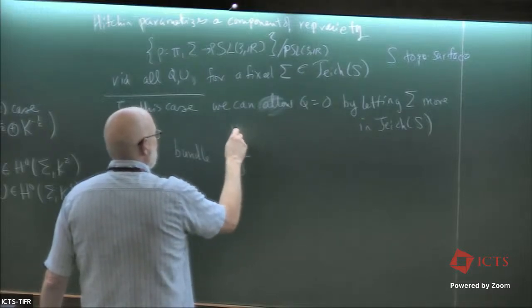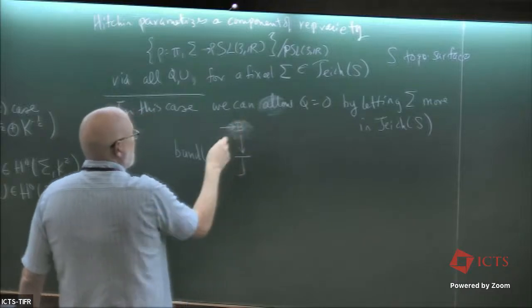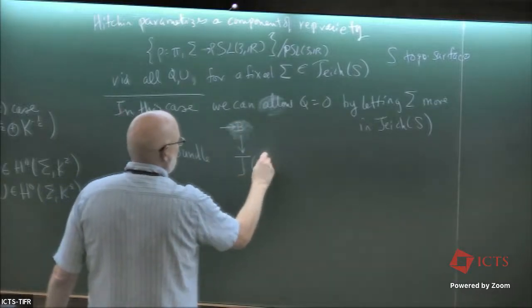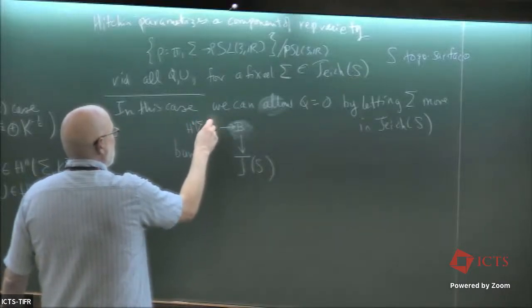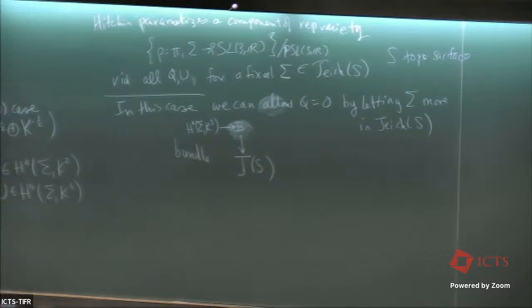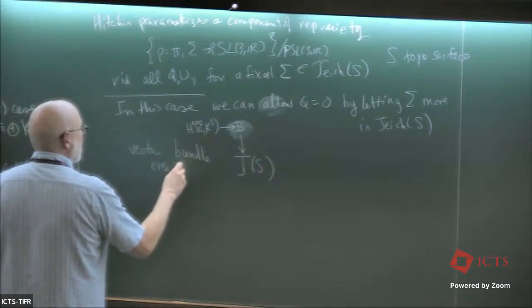And so the bundle is going to be a vector bundle over Teichmüller space, and the fibers here are going to be the space of cubic differentials. So over a given Riemann surface, this is the space of cubic differentials. So this is a vector bundle over a Teichmüller space, okay?